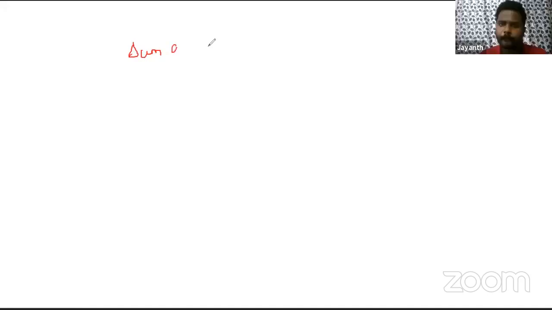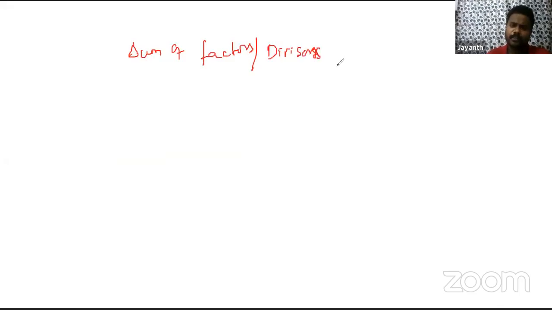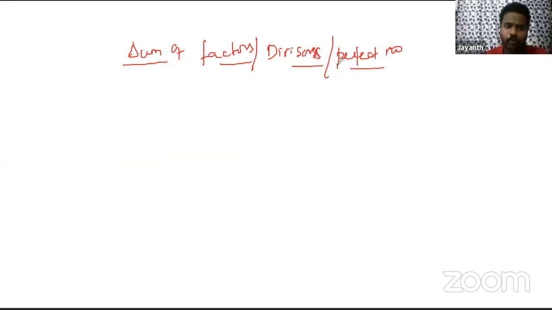What do you mean by sum of factors? Sum of factors or divisors. The perfect number is also important, but in company specific training, they are not asking for perfect number. But I'll give you some input about perfect number because in the near future you may go for competitive exams, I don't know. Company specific trainings don't ask about the perfect number concept, but I'll tell you about it too.